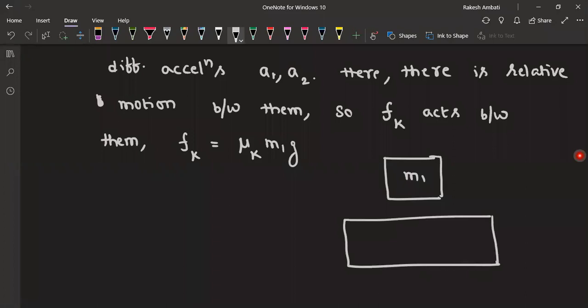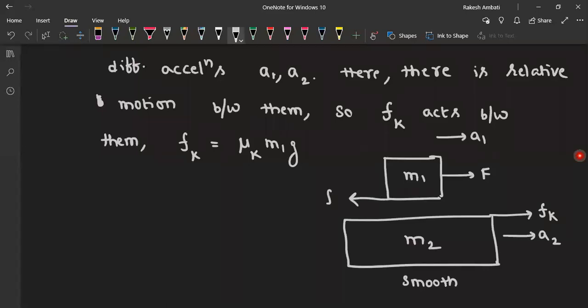So you draw the FBD. It is the M2 block and the M1 block. It is a smooth surface, and the M1 block is moving with acceleration A1 and the M2 block with acceleration A2. On the M1 block, we have an applied force. In the case of the M2 block, what is the driving force? Fk, the frictional force. In the case of M1, the frictional force is in the leftward direction. And we already have the Fk value.